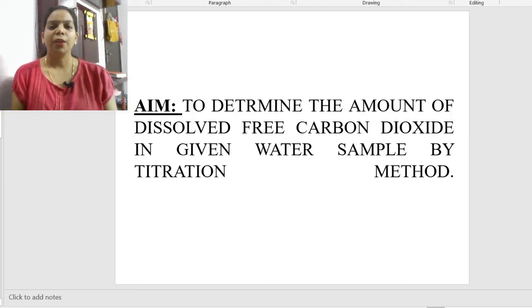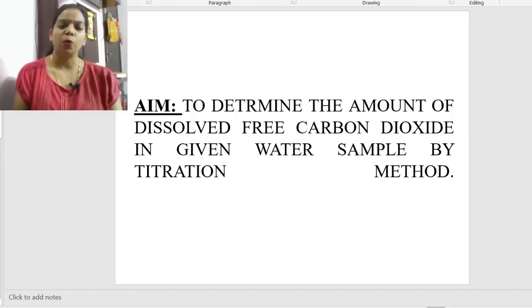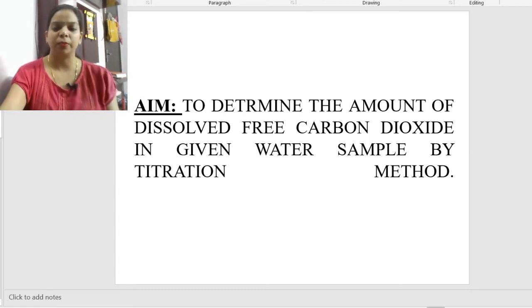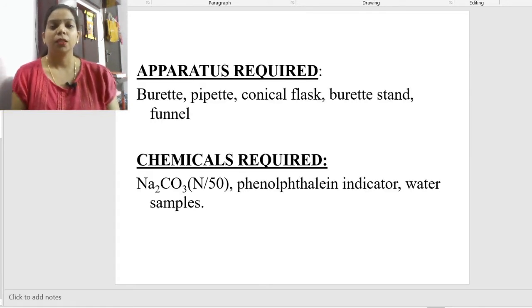Students, in today's lab, we are going to find out the amount of dissolved free carbon dioxide in the given water sample by simple titration method. The apparatus required for this experiment are burette, pipette, conical flask, burette stand, funnel. The chemicals we need are sodium carbonate, N/50 we can take, phenolphthalein indicator, and the water sample in which we want to find out the amount of dissolved CO2.